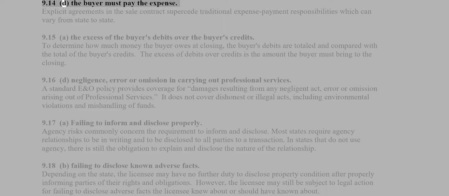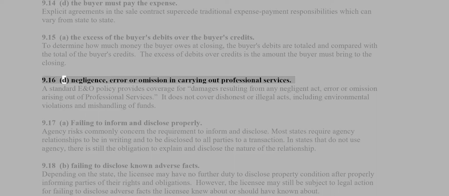9.14, D. The buyer must pay the expense. Explicit agreements in the sale contract supersede traditional expense payment responsibilities, which can vary from state to state. 9.15, A. The excess of the buyer's debits over the buyer's credits. To determine how much money the buyer owes at closing, the buyer's debits are totaled and compared with the total of the buyer's credits. The excess of debits over credits is the amount the buyer must bring to the closing.